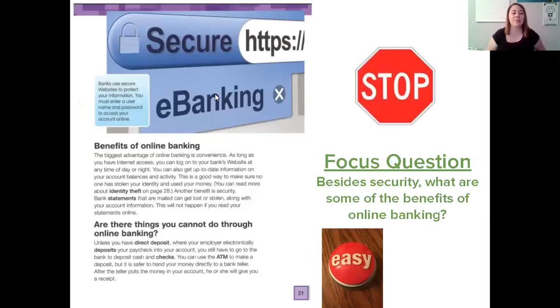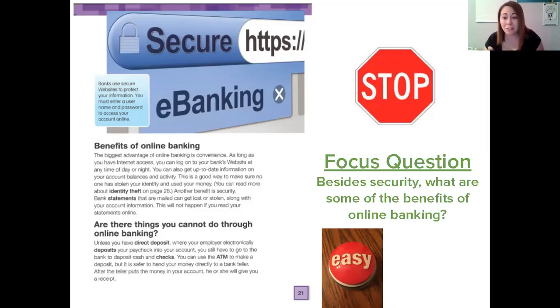Okay, the benefits of online banking. The biggest advantage of online banking is convenience. Okay, so that's easy, doesn't take as much effort. As long as you have internet access, you can log onto your bank's website at any time of the day or night. You can also get up-to-date information on your account balances and activity. This is a good way to make sure no one has stolen your identity and used your money. You can read more about identity theft on page 28.